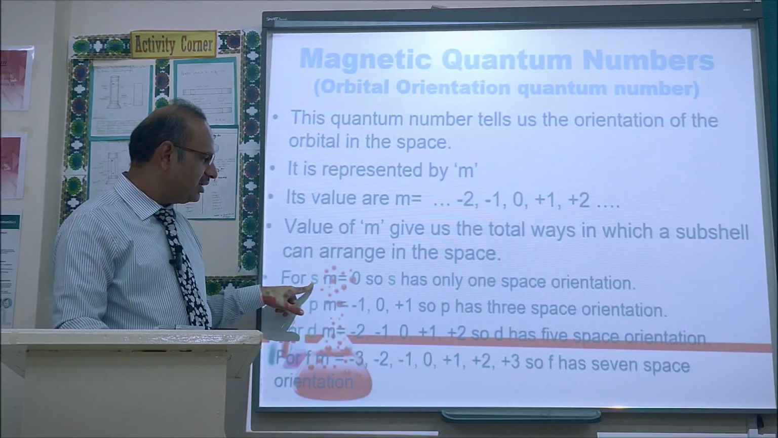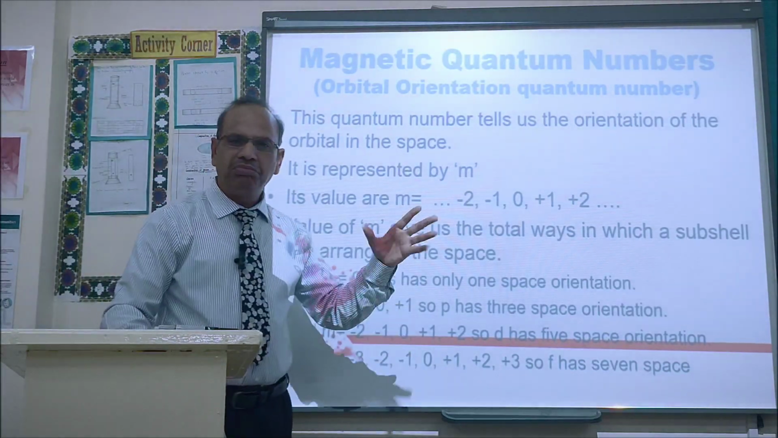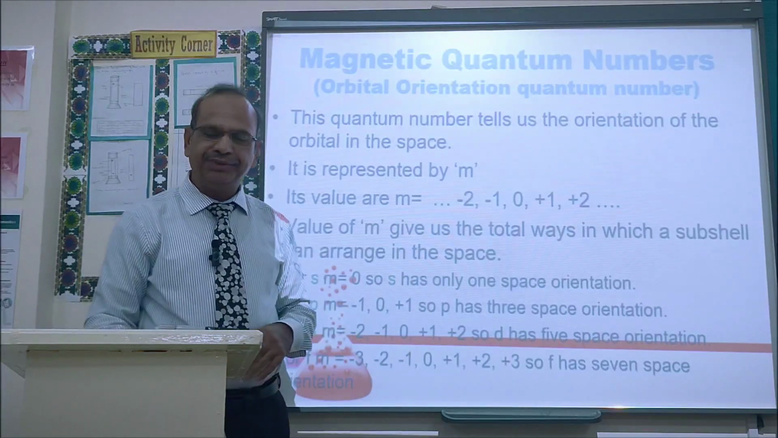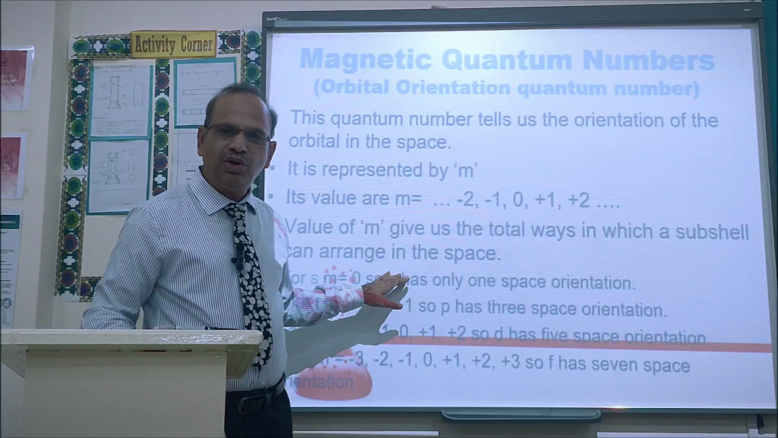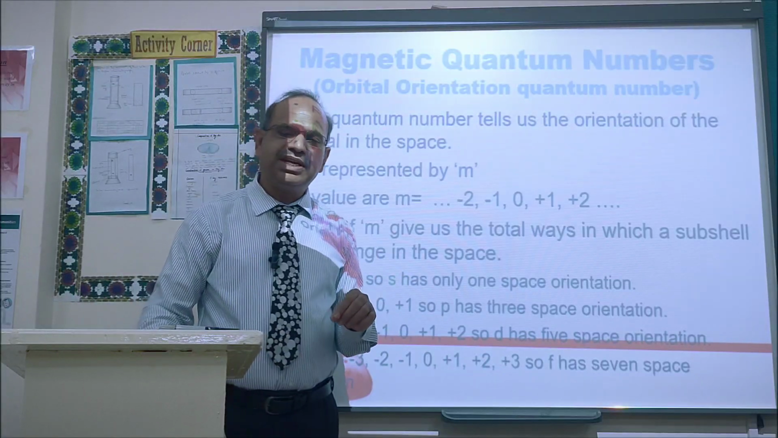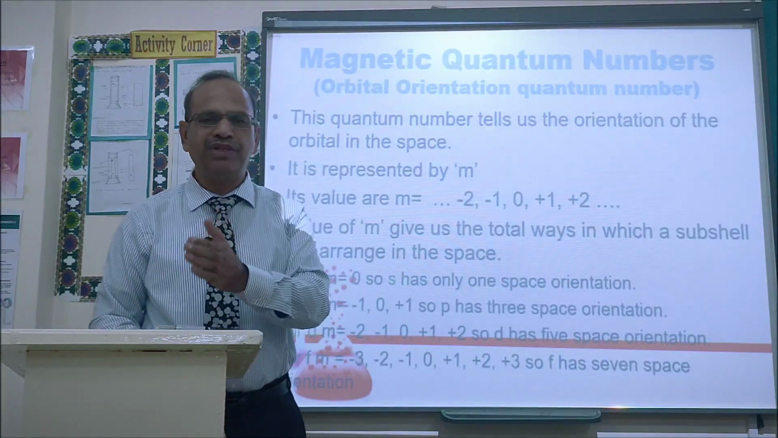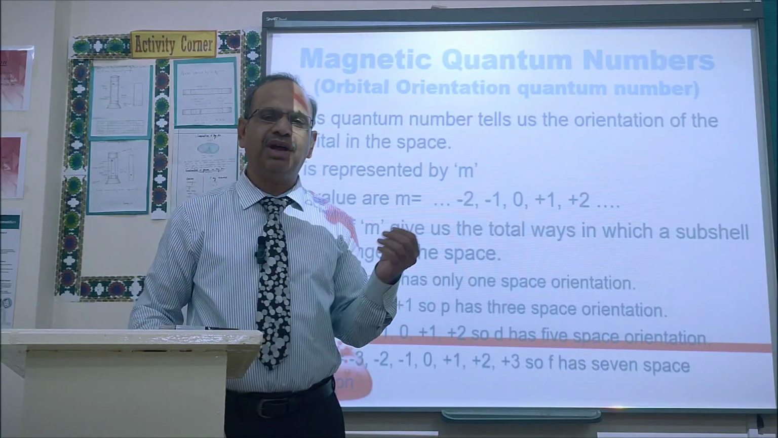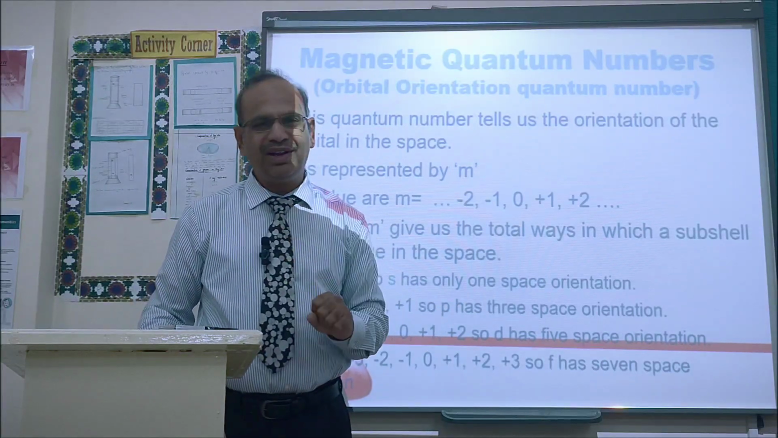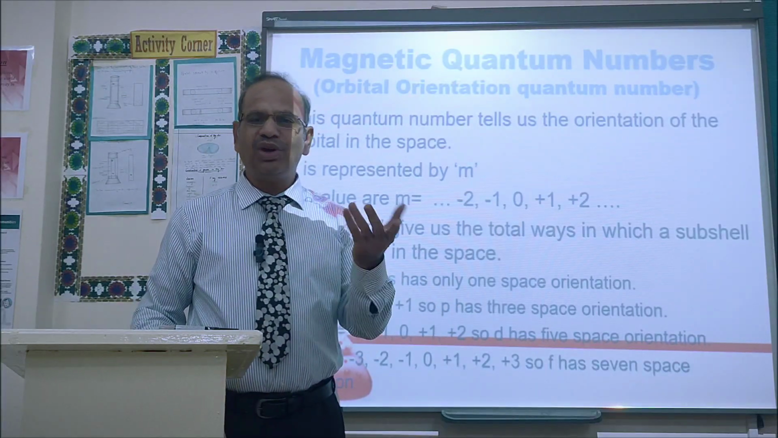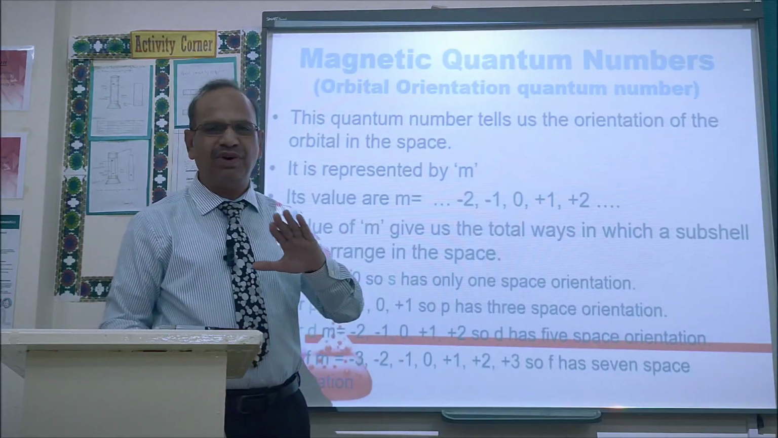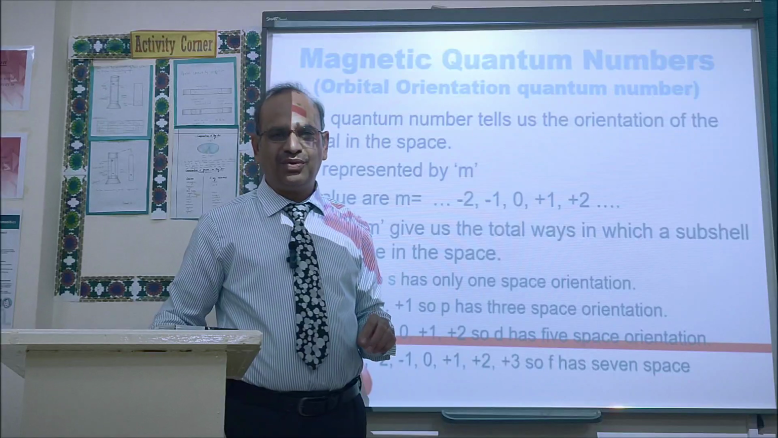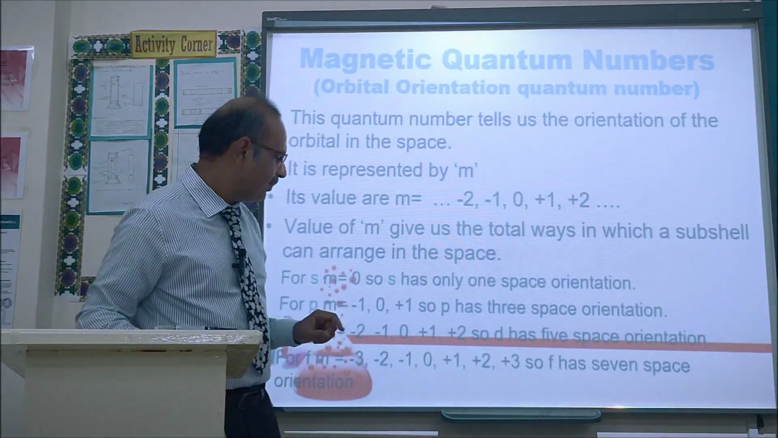The s subshell has no orientations, so it is only of one type. This is the reason Bohr performed his whole research on the hydrogen atom, and the hydrogen atom has just one electron. So one electron is accommodated in the s orbital. Due to that, these defects were not observed in a monoelectronic system.